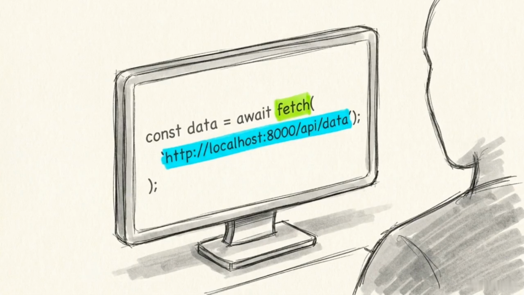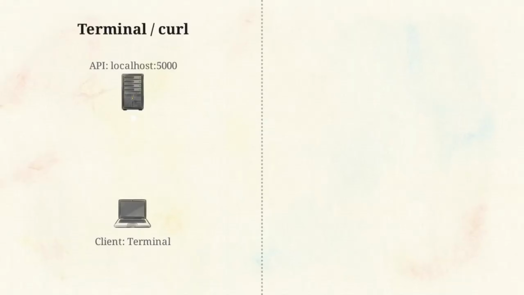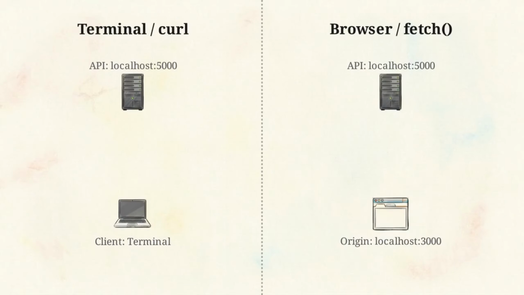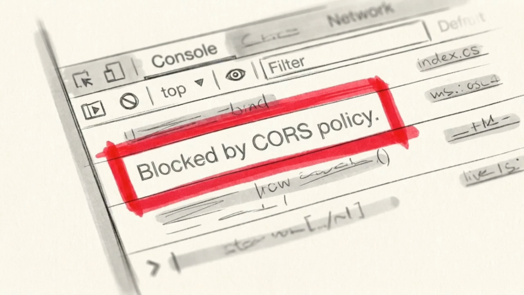You spin up a local development environment and write a standard script to pull data from a private backend API that you control. If you execute that request through a terminal using curl, the data returns immediately. The connection is clear. But if you write the exact same request via a JavaScript fetch command in the browser, the data is quarantined before it reaches your application.